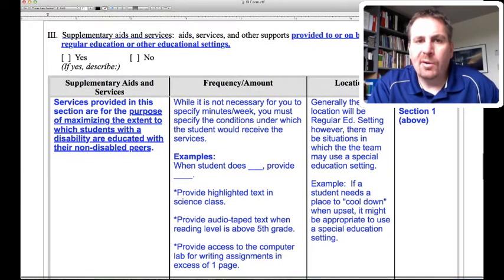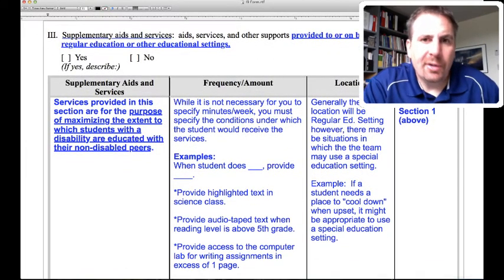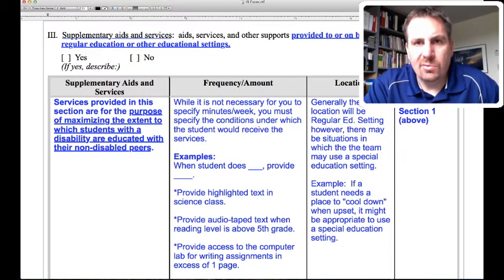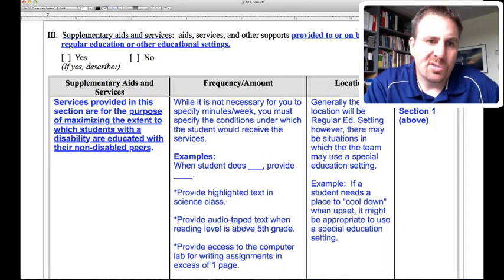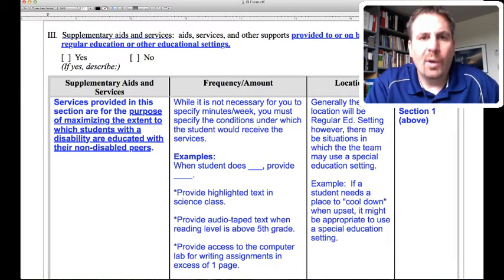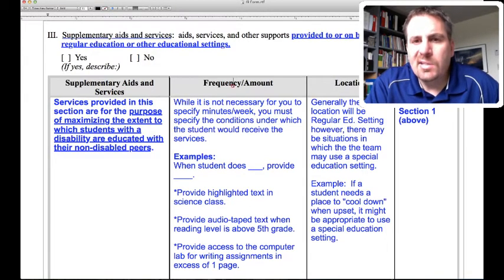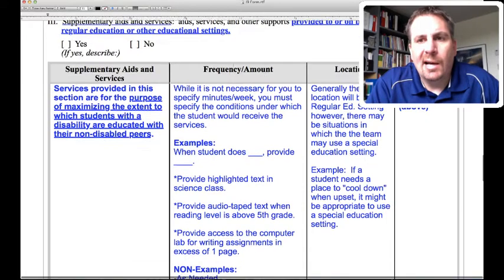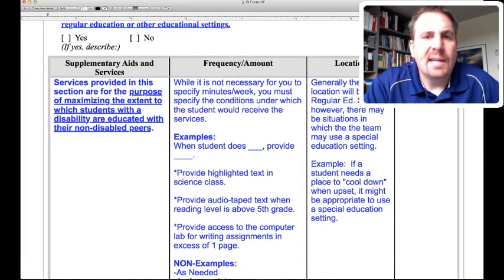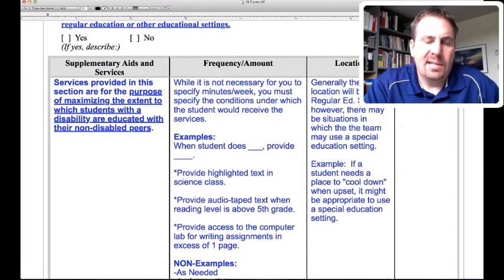Jumping down to supplementary aids and services. The supplementary aids and services are different in that the purpose of them is to maximize the amount of time that students can spend with their non-disabled peers within the regular education environment. So under the supplementary aids and services box, you'd be indicating what services or supports you're specifically providing to that student. Now, frequency and amount is a little different because it's not instruction per se, it's support.